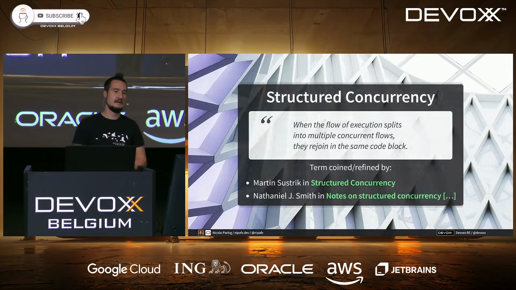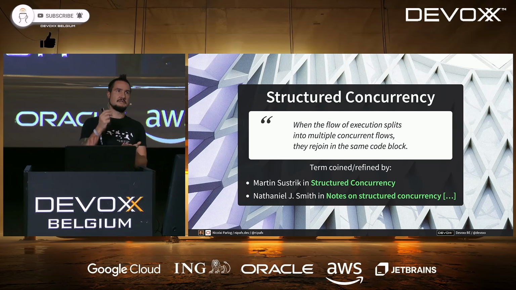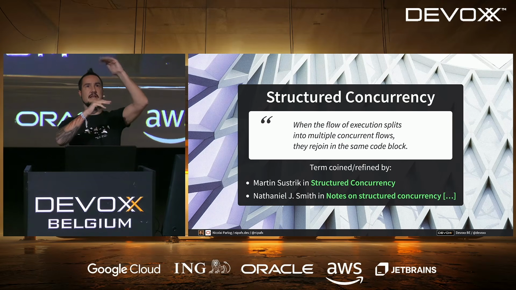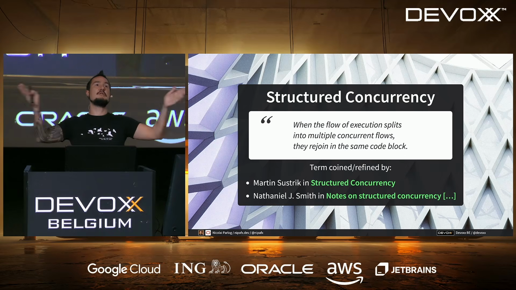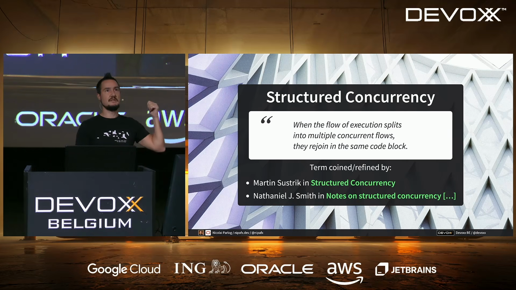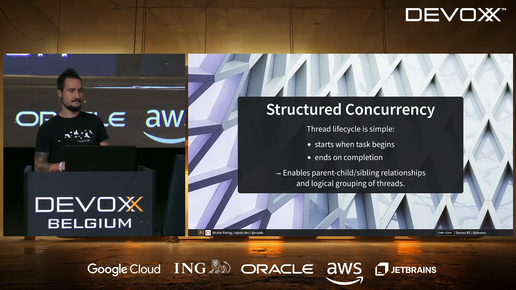Structured concurrency comes with this with statement. When the flow of execution splits into multiple concurrent flows, they rejoin in the same block. We want to define a block, and in that block somewhere concurrency begins, and in that same block concurrency ends. So whatever you want to fire off to happen at the same time happens within this one scope. The term was coined by Martin Sustrick in this blog post and then later refined by Nathaniel J. Smith. If you do have the slides on your machine, they're both links, but also if you search for these names and these terms, you will find them. So that means the structured concurrency term is by no means invented by Project Loom. They just discovered that this concept and virtual threads work together really well. So let's lean in, let's do that.